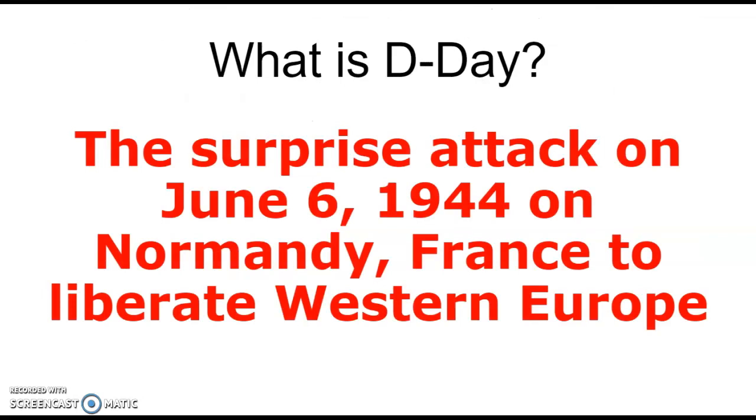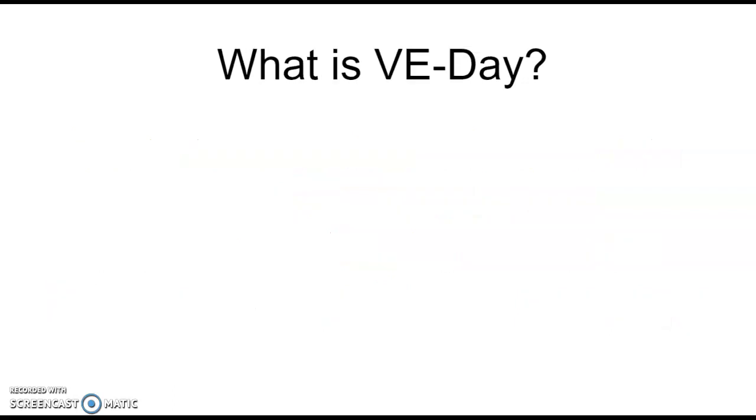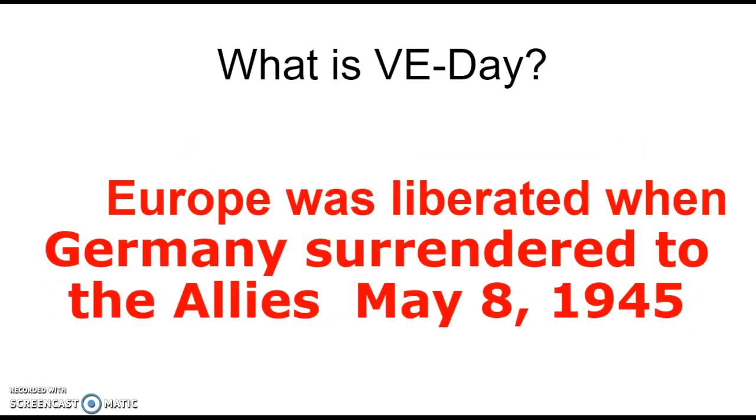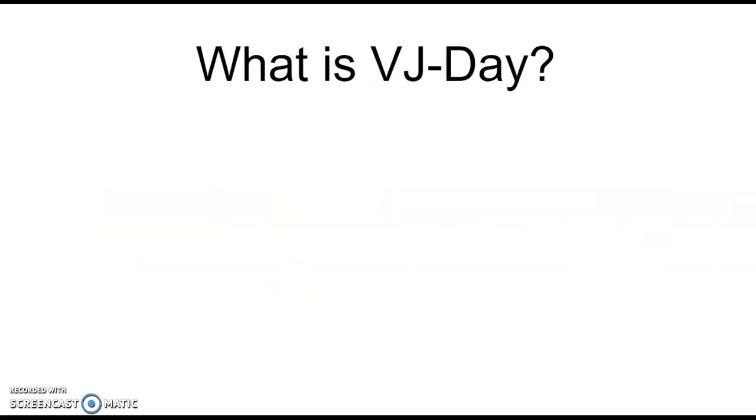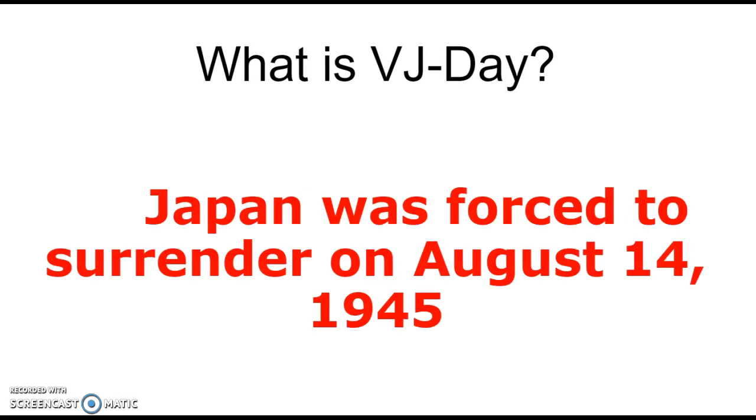What is D-Day? The surprise attack on June 6, 1944 on Normandy, France to liberate, or free, Western Europe. And this ultimately leads to the defeat of Adolf Hitler and Nazi Germany. What is VE Day? Europe was liberated when Germany surrendered to the Allies May 8, 1945. What is VJ Day? Japan was forced to surrender on August 14, 1945, following the bombs that were dropped on Hiroshima and Nagasaki.